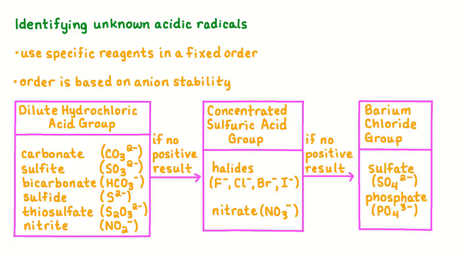If, having used dilute hydrochloric acid and concentrated sulfuric acid, we still don't know what the identity of our unknown anion is, we finish by using aqueous barium chloride solution, which will help us to identify sulfates and phosphates. Let's look at some of the observations we would expect to see with some of these tests.